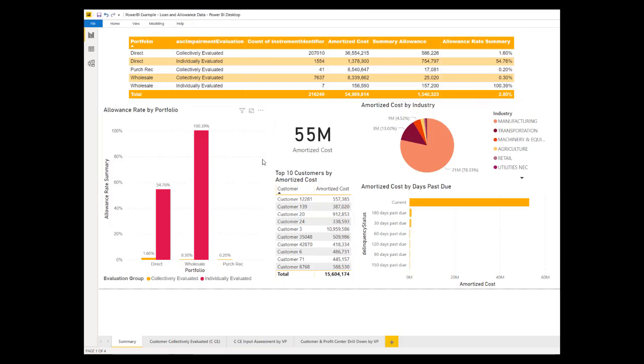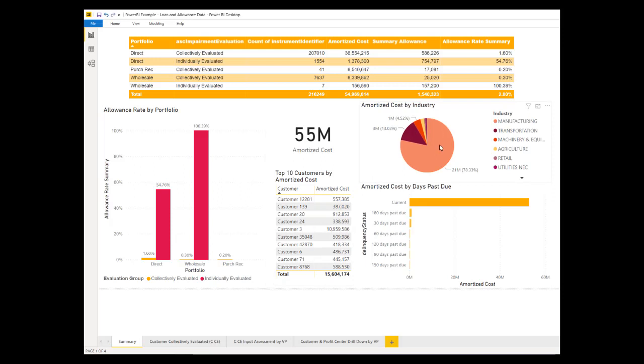So here you can see we basically have a summary of an example portfolio. Right up at the top, you can already see how we sliced and diced it. We can see we've got our 3 portfolios, how we go about collectively evaluating them, and then a summary of what the actual balance is, what the calculated allowance is, and what our actual allowance rate is. That's all good and well, right? We can produce that in Excel. But what you can't do in Excel is actually analyze your data in a more dynamic way.